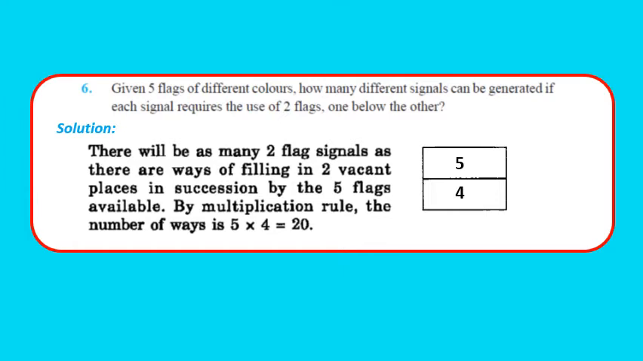So the first place can be filled with any of these 5 colored flags. If you use one flag for the first position, then the number of flags remaining for the second will be 4. So again, using the fundamental principle of counting, or the multiplication principle, the different signals that can be formed will be 5 into 4, which is 20. Clear? So pause and note down the solution.